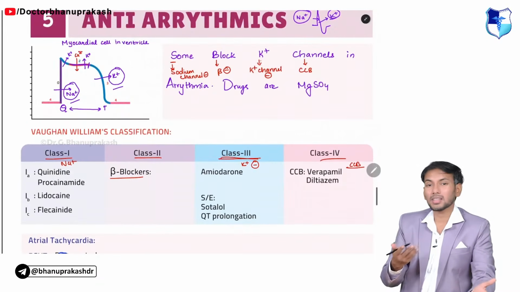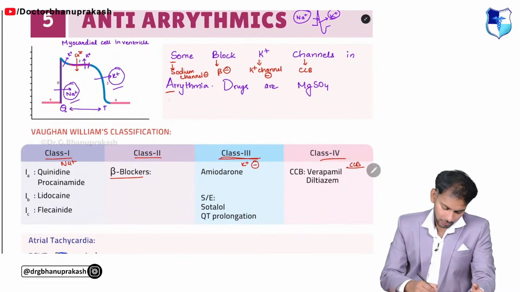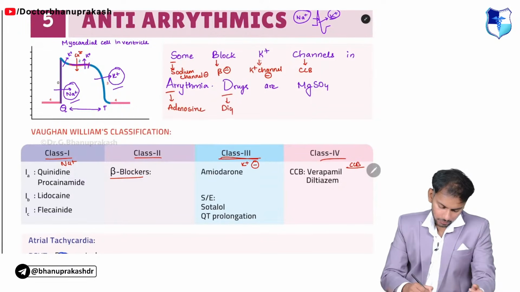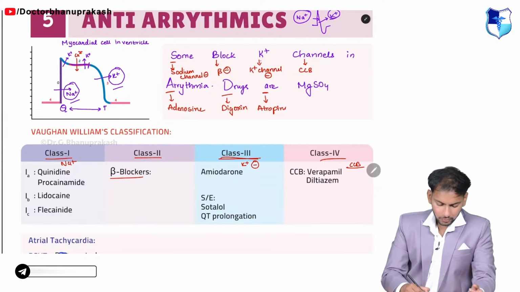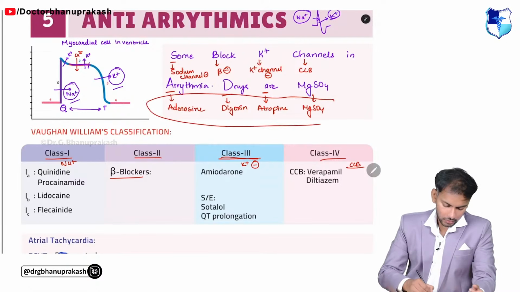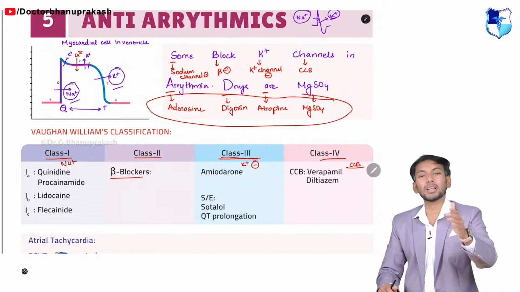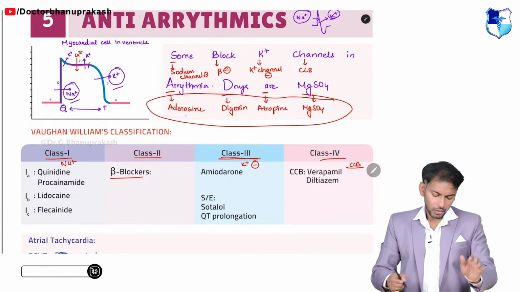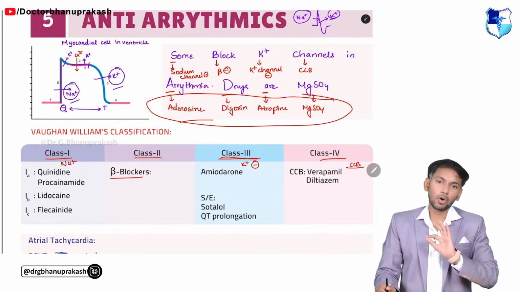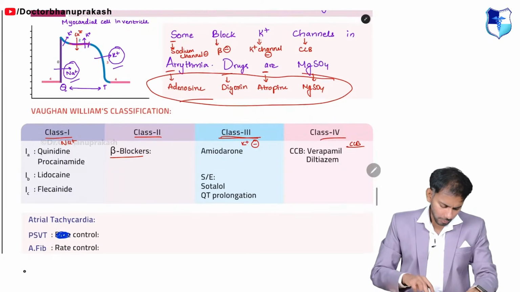Now, what are the other drugs in arrhythmia? A for adenosine, D for digoxin, another A for atropine, M for magnesium sulfate. That's all. These are the other drugs. So all the drugs in arrhythmia are done. Class 1, class 2, class 3, class 4 done, and these are the other drugs. You are done with all the anti-arrhythmic drugs. Now you just have to remember the uses.